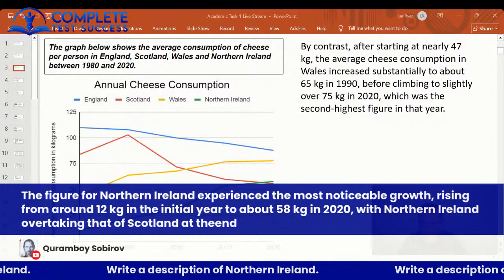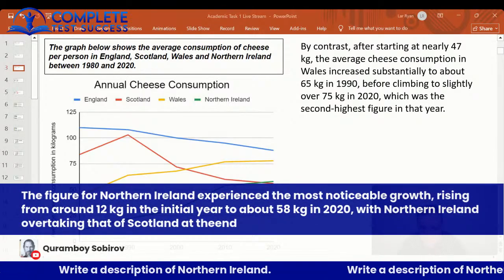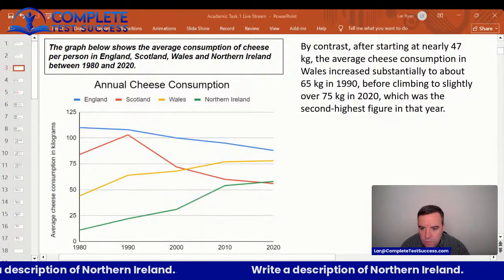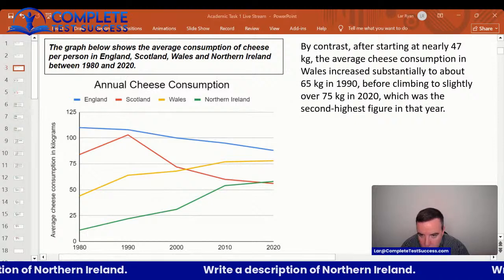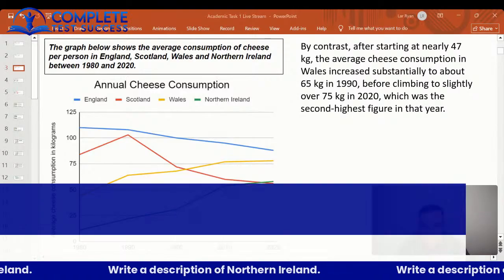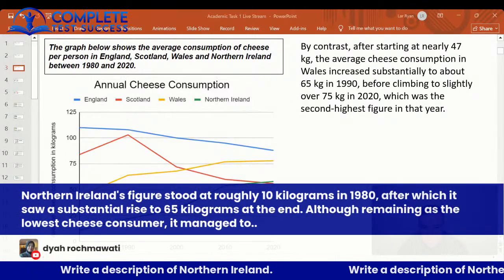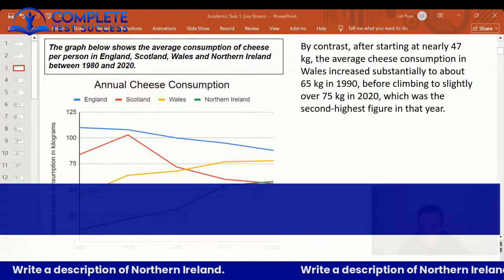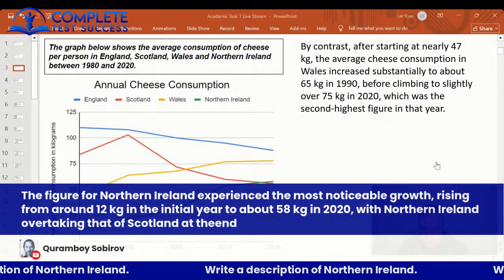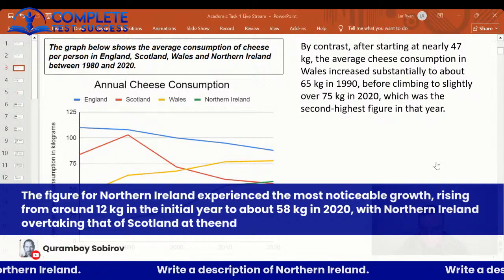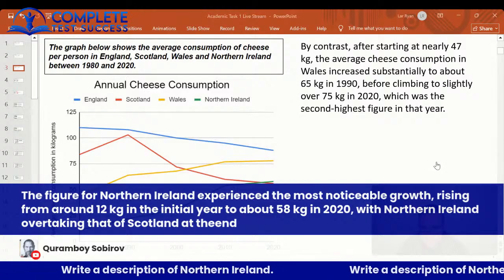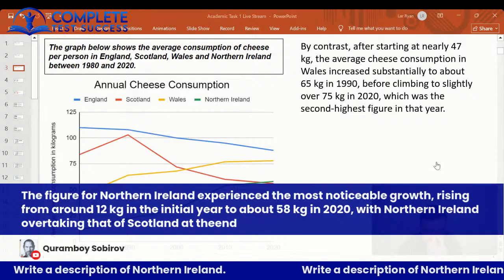Okay, Cramboy. The figure for Northern Ireland experienced the most noticeable growth. Is that correct? Yeah, definitely, that's correct. Sorry, I've clicked on the wrong one. Growth rising from around 12 kg in the initial year to about 58 kg in 2020, with the Northern Ireland overtaking that of Scotland at the end. So again, you need a full stop at the end of the sentence.